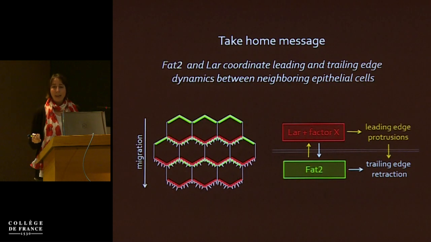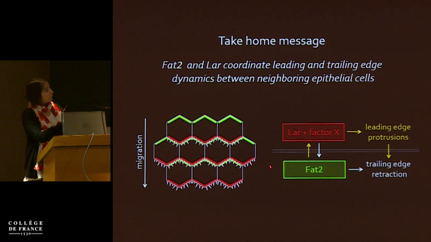So we were really excited about these data because we think that they're providing new insight into how you might coordinate these leading and trailing edge dynamics between neighboring cells. We have a signaling system comprised of these two proteins and likely others that are signaling across cell-cell boundaries to coordinate the protrusion and retraction activity. And finally, in data that I didn't have time to show today, we think we've also uncovered a role for the protrusions themselves in helping to release the trailing edge of the cell in front, perhaps via mechanical means.